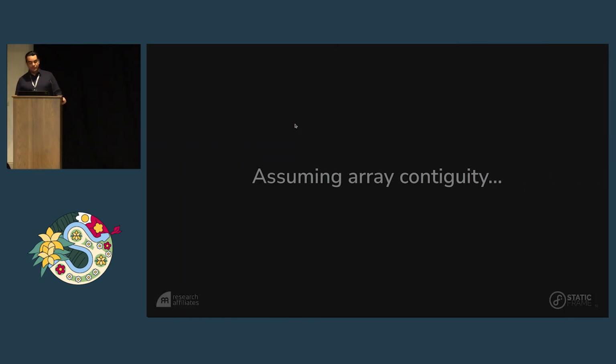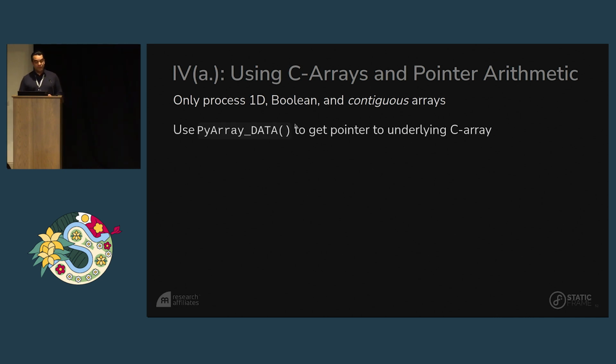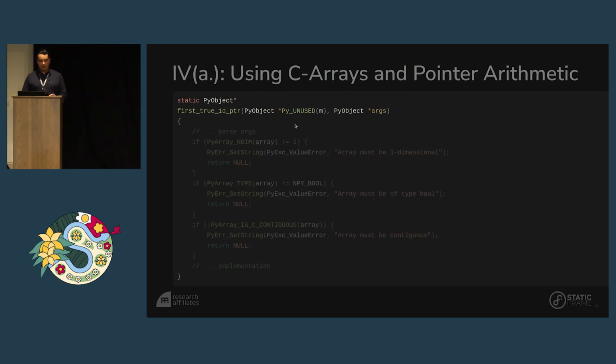Now, what if we assume array contiguity? We saw in the NpyIter example the use of pointer arithmetic in the inner loop, and I have a hunch that that's going to get us much closer to a high-performance solution. So we're going to assume array contiguity as an additional constraint on our function. We're going to use the PyArray_DATA macro to get the pointer to the underlying C array, and we can only do that if we have contiguous arrays. Then we can advance through the array with pointer arithmetic. All right, let's see how this looks.